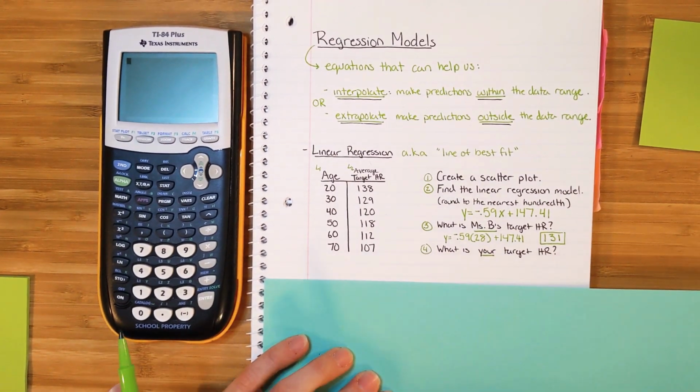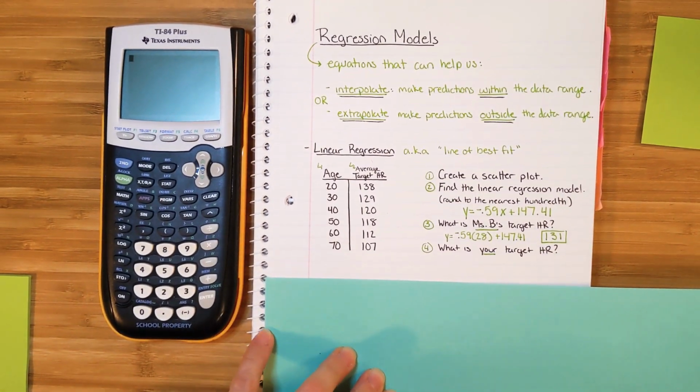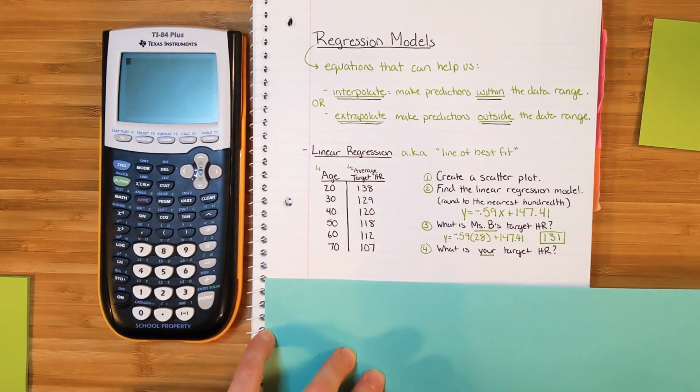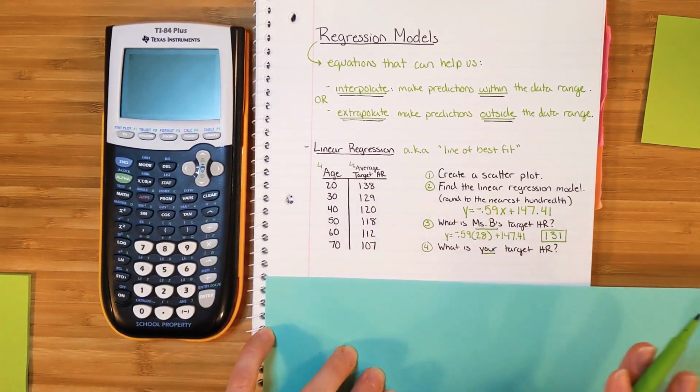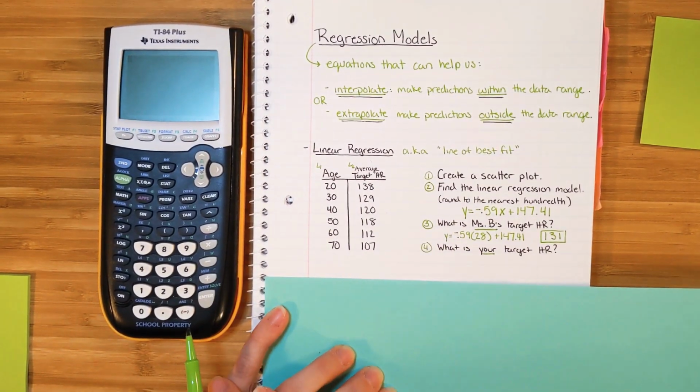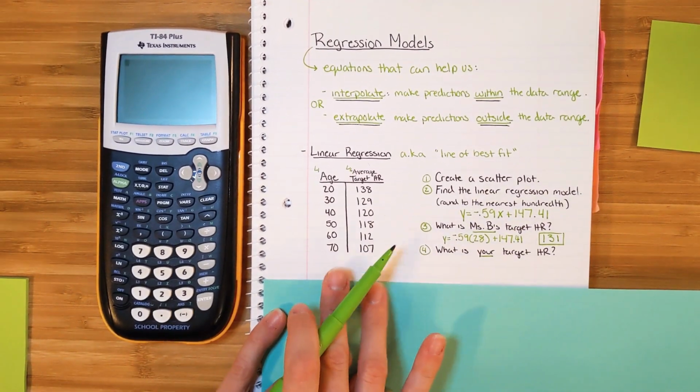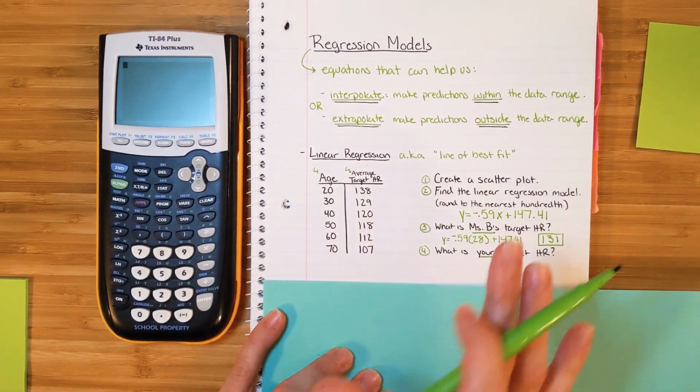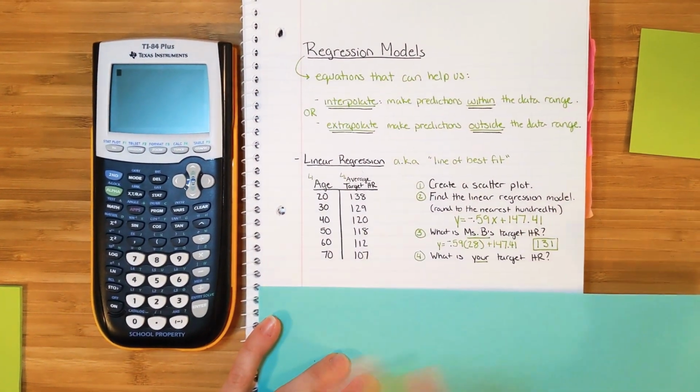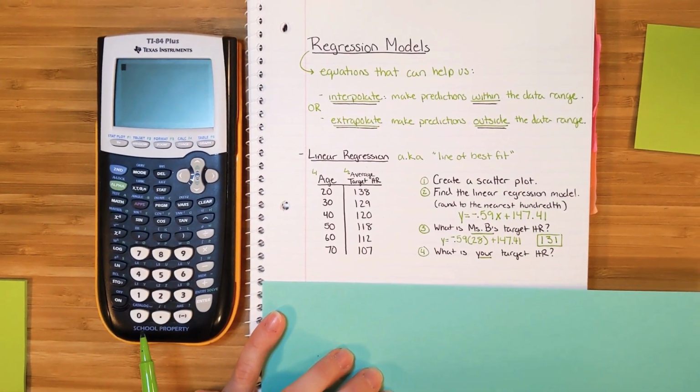But your target heart rate is obviously contingent on a bunch of other different factors. So please don't take this and think that that is your specific target heart rate. That is just according to this collection of data and this regression model, that's what your target heart rate should be. Okay.